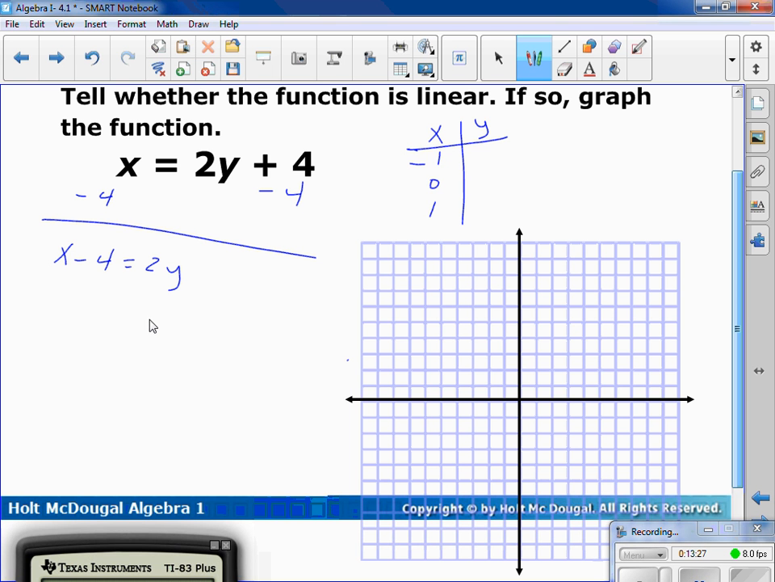I'm going to solve for y. I need to divide everything by 2. Divide by 2, divide by 2, divide by 2. Y equals 1/2 x minus 2. X over 2 just means 1/2.